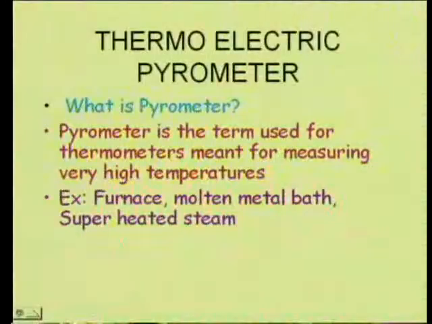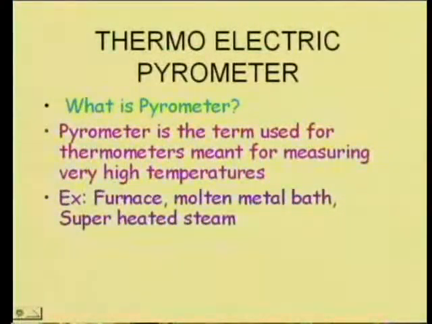Now what are the examples? Furnace, molten metal bath, superheated steam. In the furnace, the temperature can be measured with a thermometer as well as a pyrometer, but it depends on the temperature of the furnace. If the temperature is high, then we go for a pyrometer. Generally in a furnace the temperatures will be about 1200 or 1000 or like that, so instead of a thermometer we use a pyrometer.